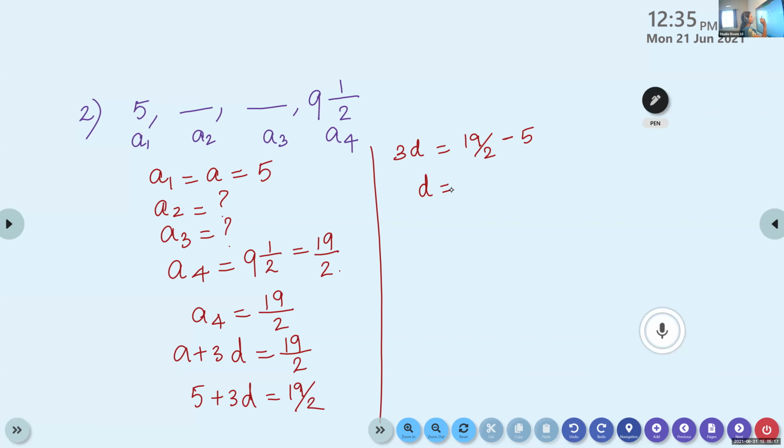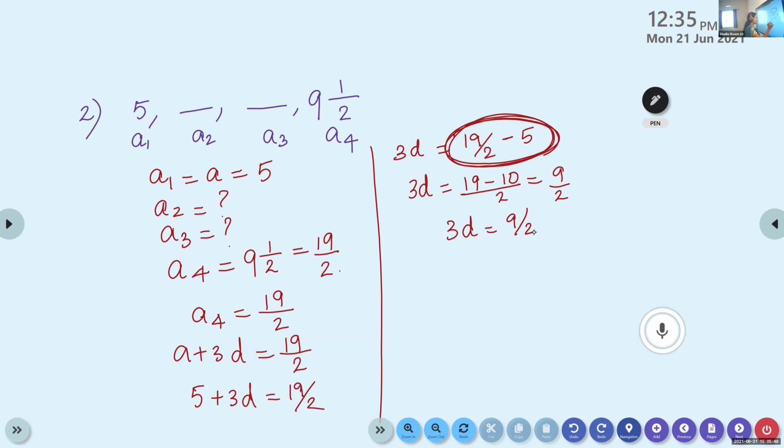No, children, listen. First here you simplify this. First we should take the LCM here, isn't it? After that only we can bring this D here. So first 3D is equal to, here you take the LCM. When you take the LCM, what will you get? 19 minus 10 by 2. So what is 19 minus 10? 9 by 2. So 3D is 9 by 2.